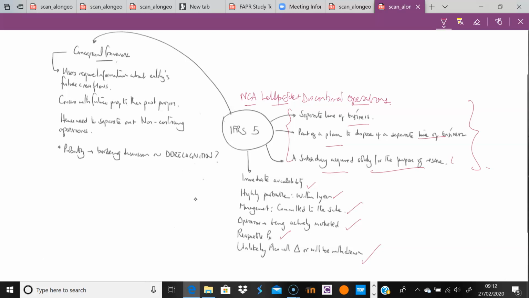What is the relationship with the conceptual framework? Well, users require information about entities' future cash flows, concerns with future profits, as opposed to the past. You see, the conceptual framework is covering much more. The conceptual framework is looking much more than just those definitions of assets and liabilities and income, and we're really looking at relationships, making sure that the users get the best information possible. That's the aim here. And remember, we had the fundamental characteristics, and we had the others.